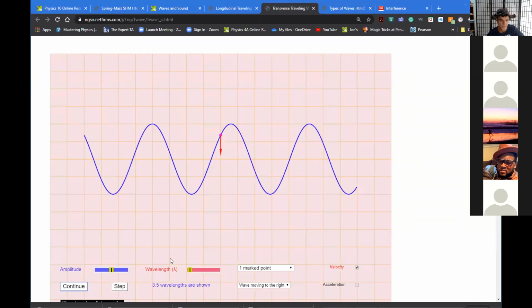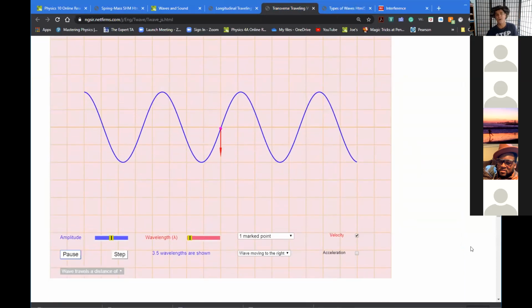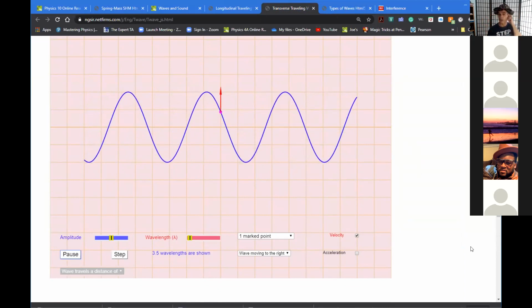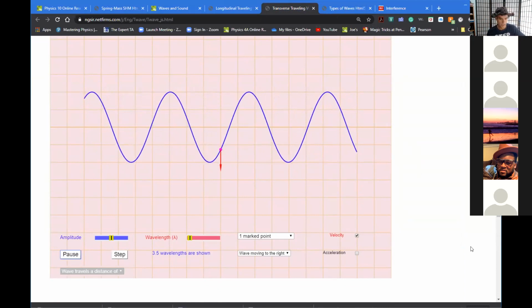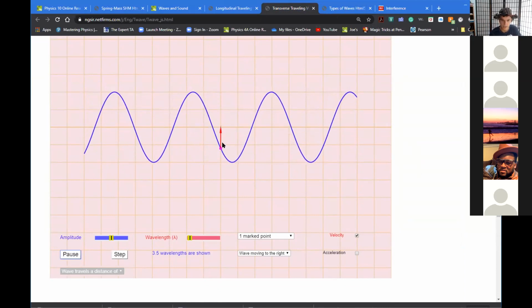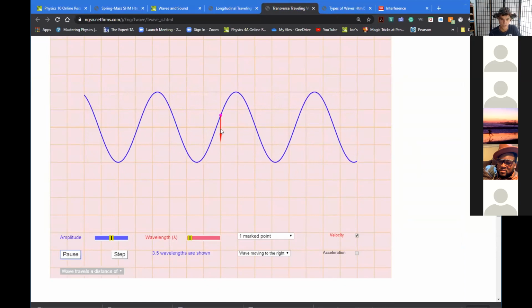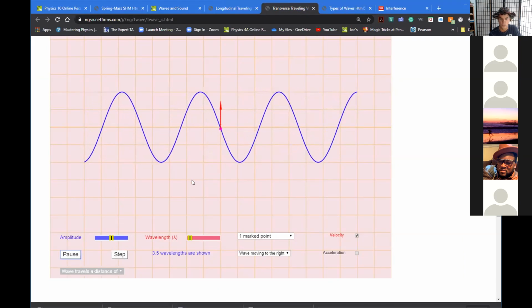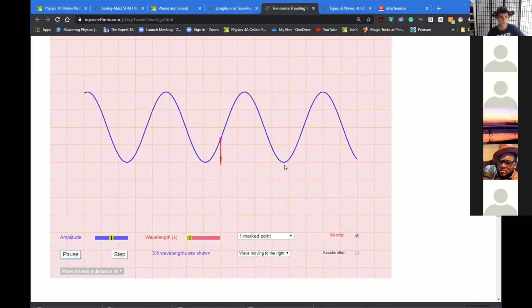Traveling waves. Okay. Here, this is a transverse wave. You can see the wave is traveling to the right. And this little dot here is just showing you one part of the string. This little piece right here is just oscillating up and down while the wave is traveling to the right. So that is a transverse wave.